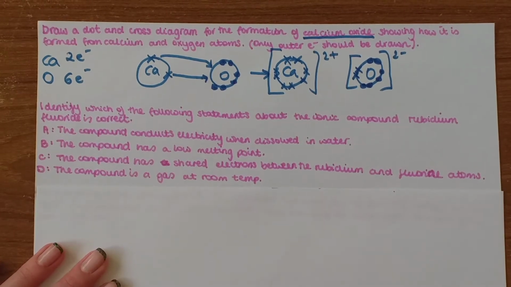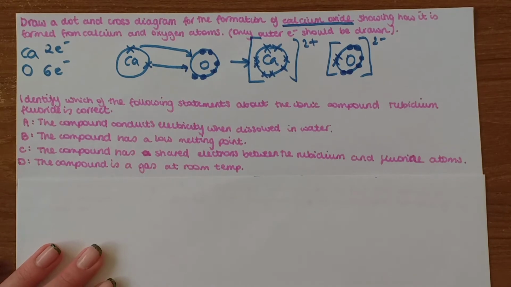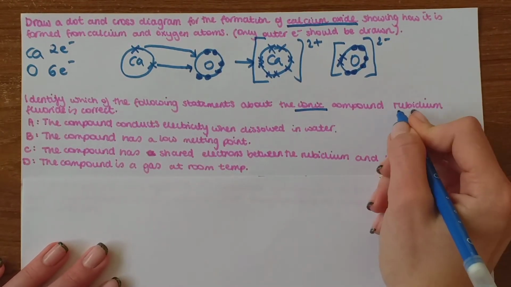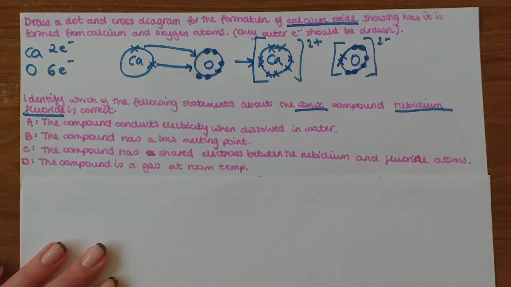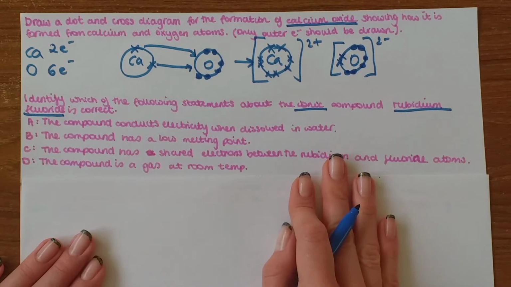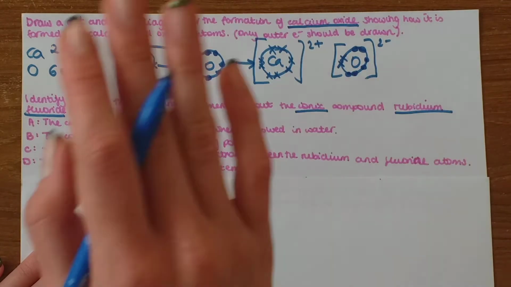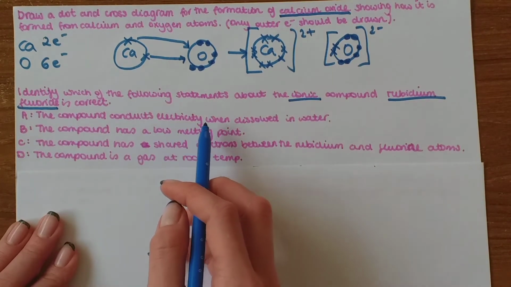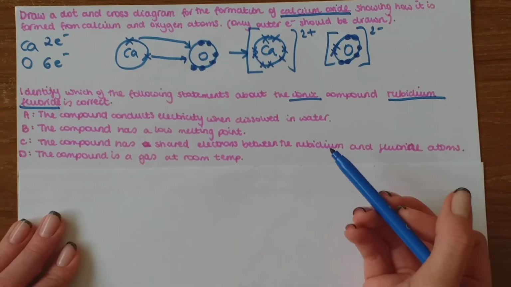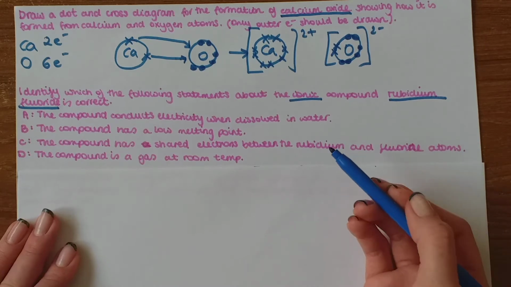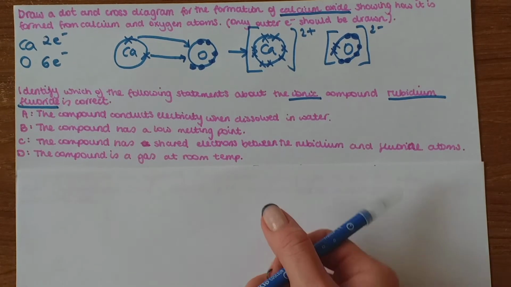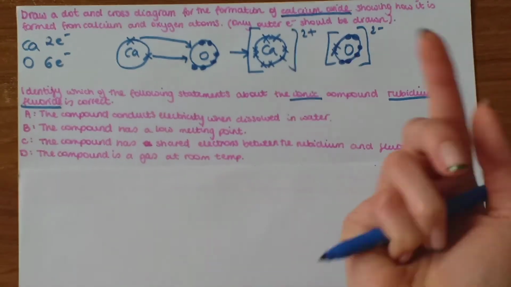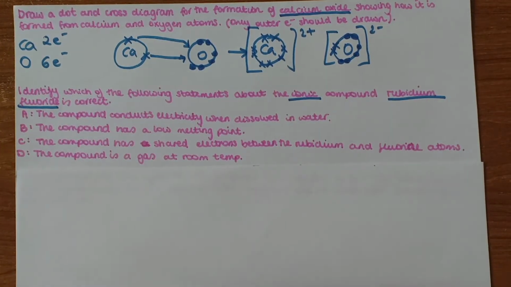Our next question states, identify which of the following statements about the ionic compound rubidium fluoride is correct. So we know it's ionic, so it's a metal and a non-metal. And now our statements. The compound conducts electricity when dissolved in water. Yes, this can be true, because when it's dissolved in water, we have these positive ions and negative ions flowing. Yes, it can conduct electricity.